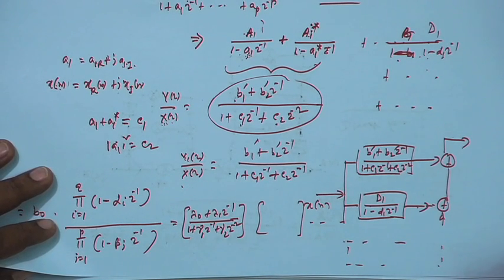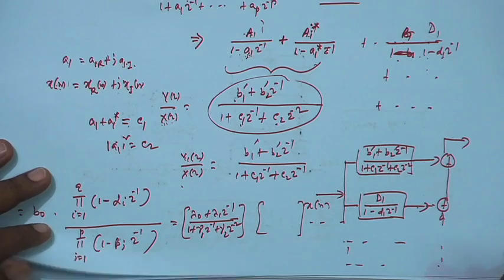These are the typical structures for IIR digital filters. For FIR filters, we will consider them in the next section.